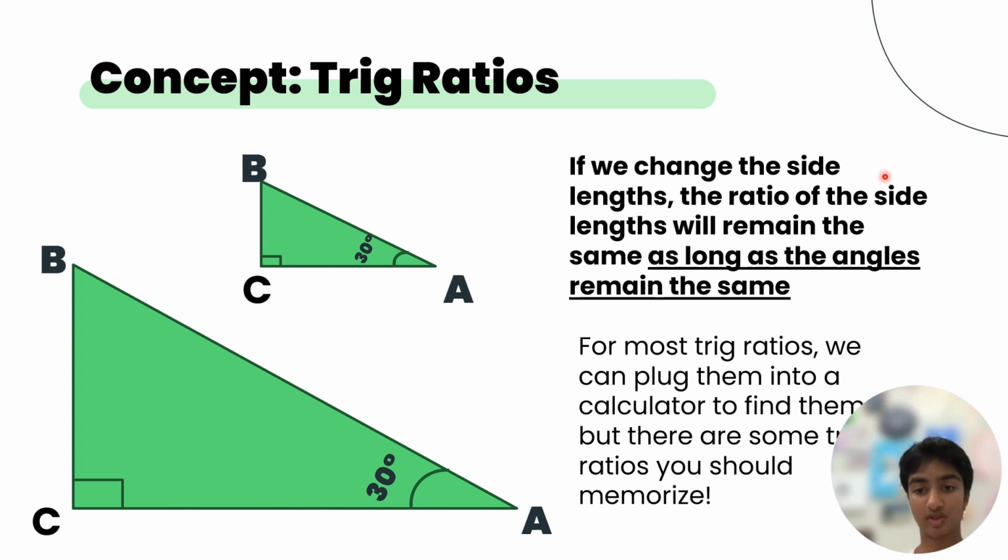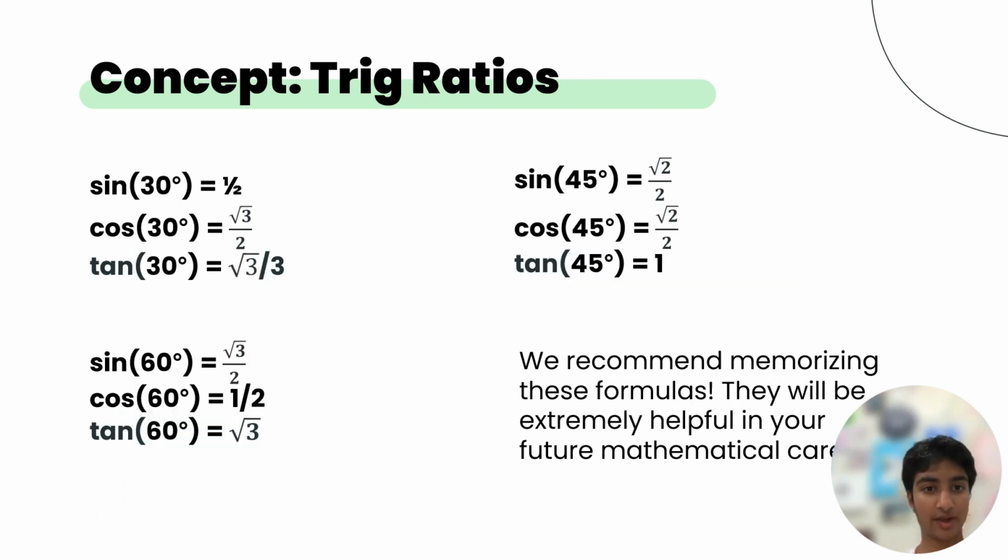And basically, for most trig ratios, we can just plug them into a calculator and find them. Like the ones besides the ones that we were working with, besides the special right triangles, because you won't be able to know the rest of them off the top of your head. They're really complicated numbers with a lot of decimal places. So generally it's best to just plug them into a calculator. But the ones that you should memorize are the special right triangles. Okay, so these are the ones in general. It's a very good idea to memorize. So sine 30 degrees is 1/2.